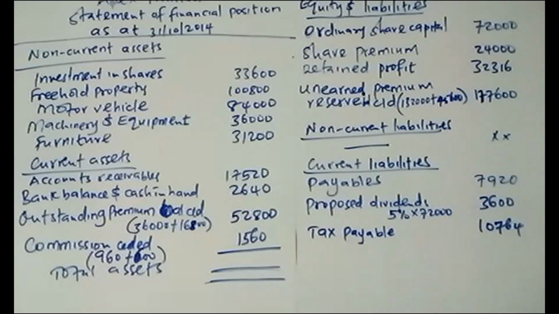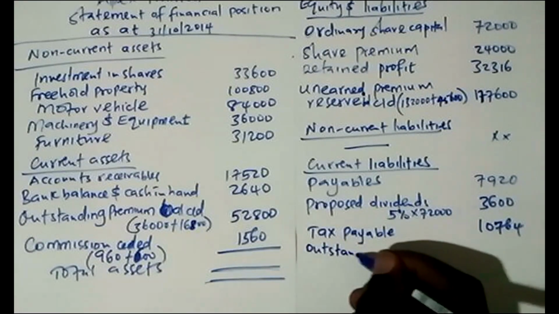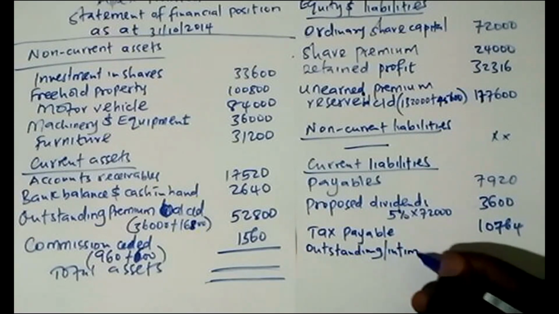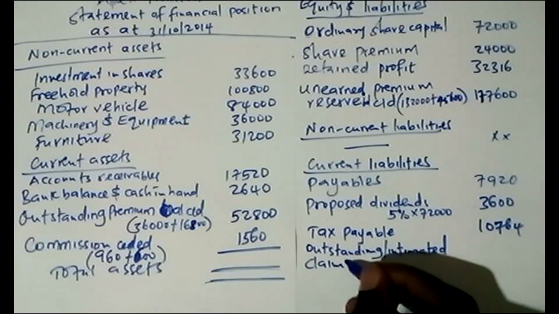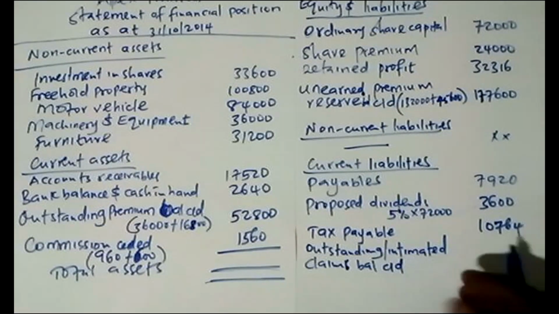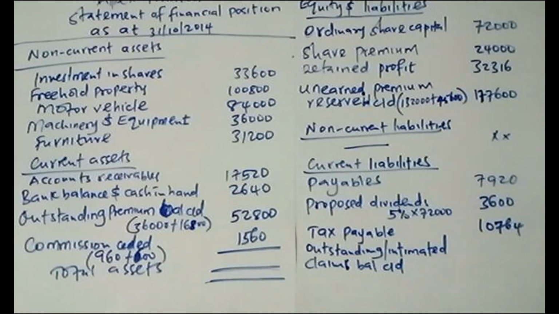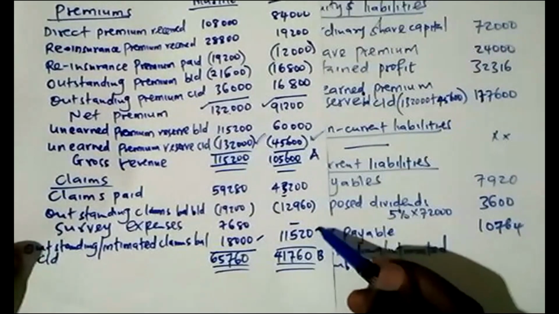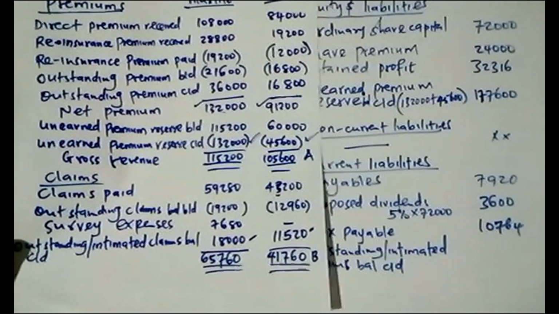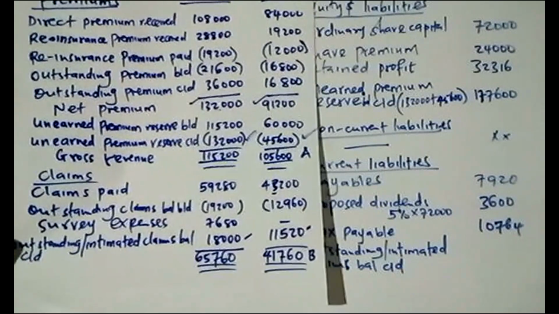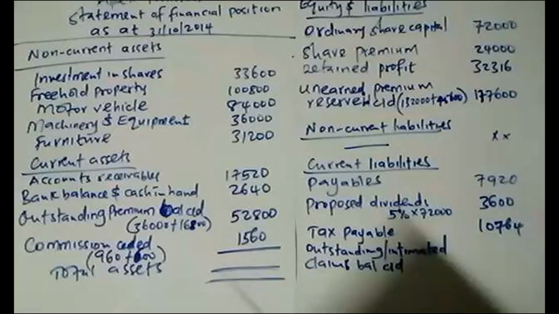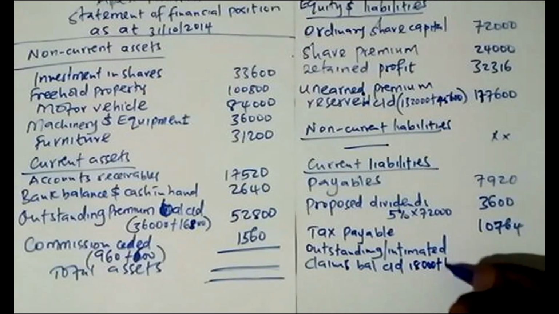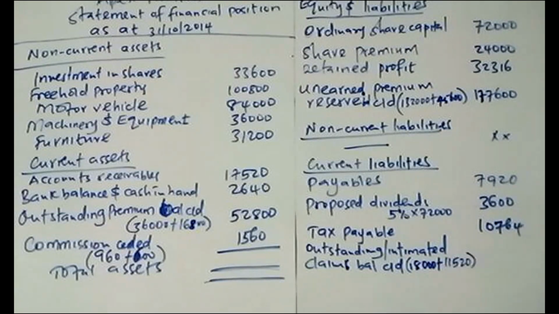After the tax payable, another thing we have to record is the claims which they were supposed to pay, but they never paid by the end of the year. Remember that they have to pay. So outstanding, or we called it intimated claims, balance carried down. These are the ones which had already been confirmed, but they have not paid. And this one we had already recorded in our revenue account. It was 18,011,520. But again, you can pick from the question. If we had already recorded it, you just pick from where you recorded. So we have 18,000 plus 11,520.